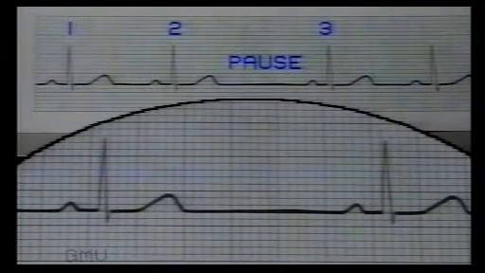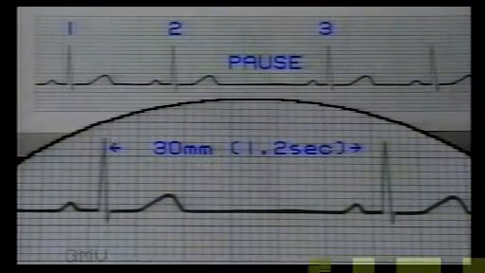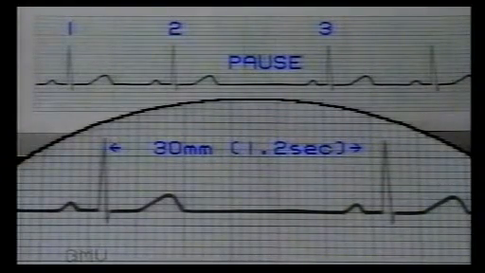But the preceding beat number 2 is not premature. That means the SA node itself paused for a while and then started beating again. This condition is termed as a sinus pause. A compensatory pause was preceded by a premature beat, while a sinus pause is preceded by a normal beat.